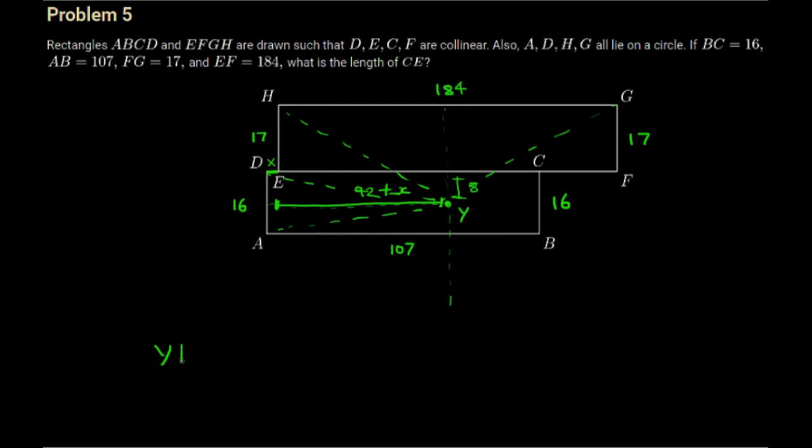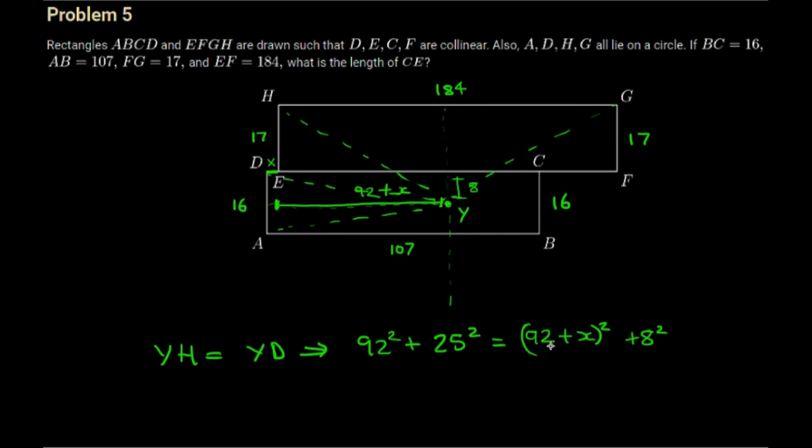Where things get interesting is when we look at YD and YH. YH equals YD. This means that, by just using the Pythagorean theorem, 92 squared plus 17 plus 8, so this entire height is 25, plus 25 squared is equal to, and over here, it works out very nicely, 92 plus x squared plus 8 squared.